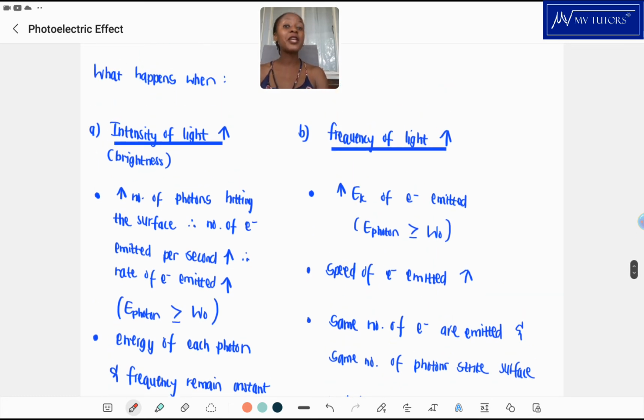So what if you increase the frequency of light? Well, if you increase the frequency of light, you will be increasing the kinetic energy of the electrons emitted. So let's say you had enough frequency and then you had enough energy to emit the electron. So it's all moving, everything is in motion, but now you increase the frequency. So the speed and the kinetic energy of the electrons emitted will increase.